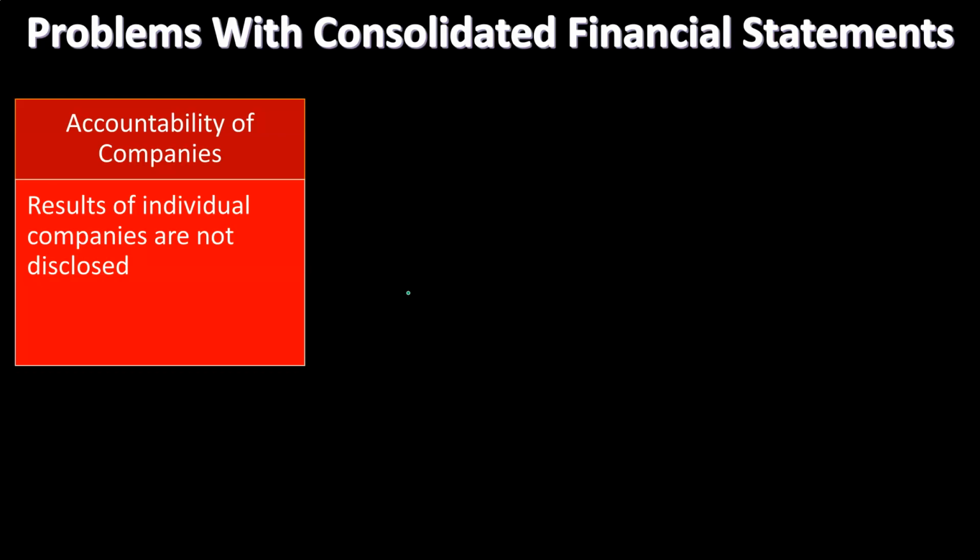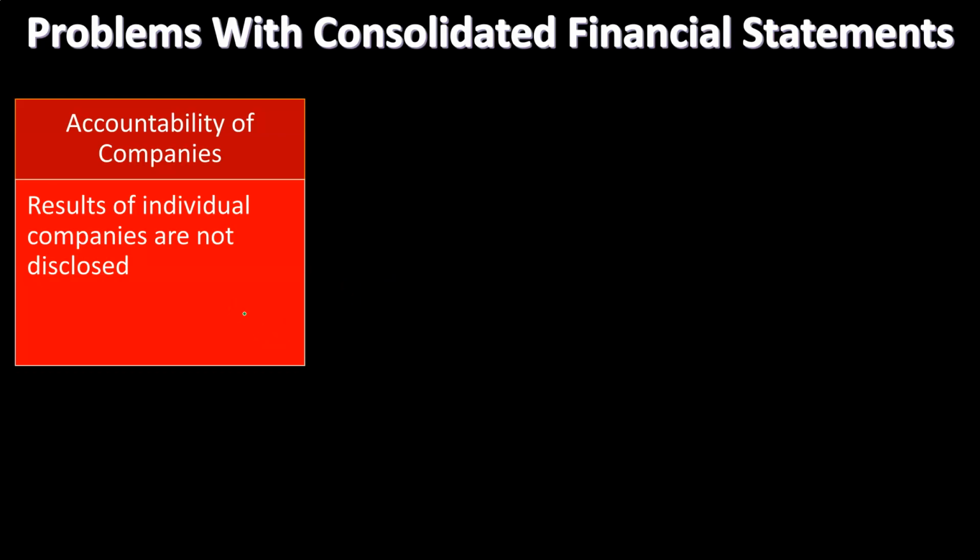Problems with consolidated financial statements. So it's not all good. Obviously, when you start to combine things together like this, there could be problems, because you're taking two separate legal entities that could do different things, and you're combining them together. So there could be some issues with that as well. First, accountability of the companies. The results of individual companies are not disclosed.